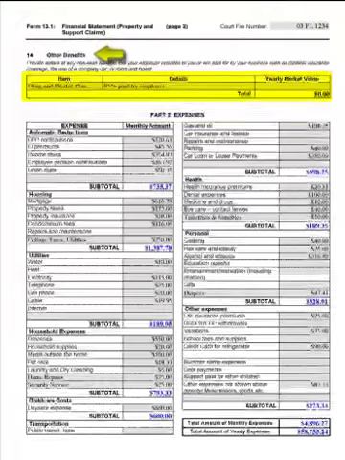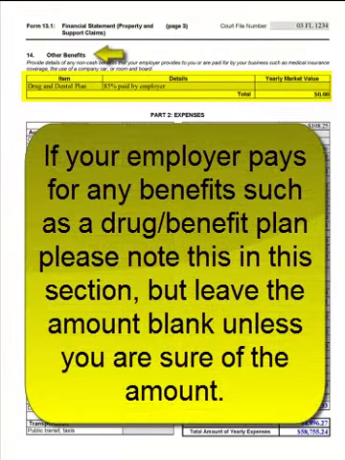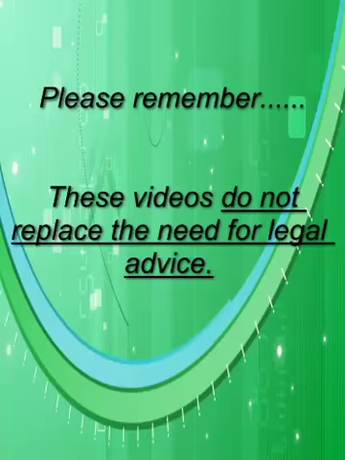Number 14, other benefits, is generally not filled out. But if your employer pays for any benefits, such as a contribution to a dental or drug plan, please note this in this section. Same if you have a company car or other benefit. Do not worry about inserting the value of such a benefit, as it's not easily known and does not figure in on the support calculation formulas. So leave it blank unless you are sure of the amount and it shows on your tax return with a specific taxable benefit. That's it for the income section.